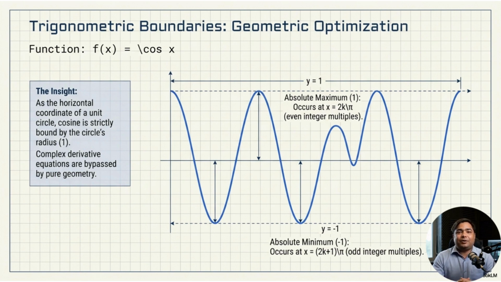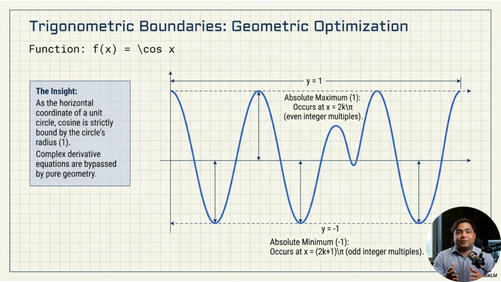The maximum value is 1. This happens when cosine x is either +1 or -1. After taking absolute value, both become 1. The slide states that the absolute maximum value is 1. It occurs at x equals 2k pi, where k is any integer, and also at odd multiples of pi because cosine becomes -1 there and absolute value turns it into +1.